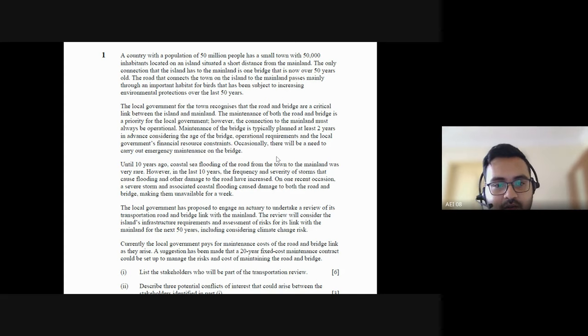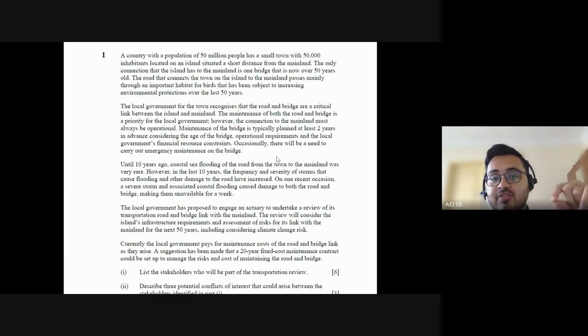Next, they say until 10 years ago, coastal sea flooding of the road from the town to the mainland was very rare. So the first paragraph was just background information. The second paragraph was telling me why and how this particular road is important for me as part of that local government. Now they're digressing back to climate, because they're saying until 10 years ago, flooding of the road from the town to the mainland was very rare. It barely used to happen.